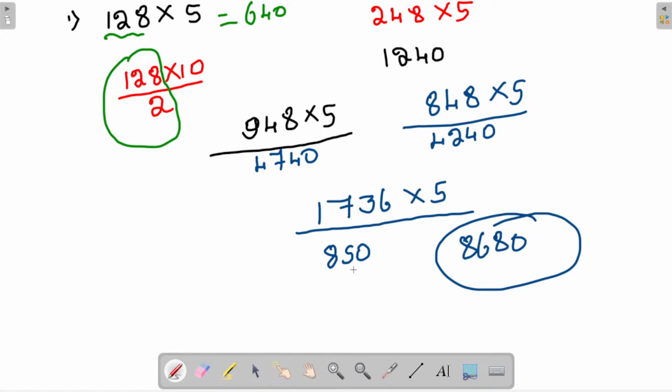Next, if it is an odd number, say for example you have the number 127 into 5. Same method, we have to take half of this number. But whenever we have odd numbers, we feel a little bit difficult to halve them. If it is an even number we can do it easily, but if it is an odd number, we feel a little bit of difficulty.